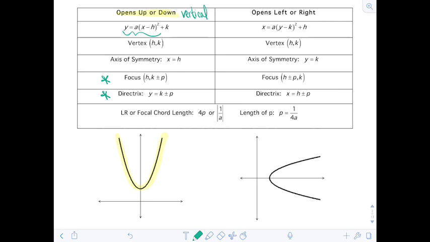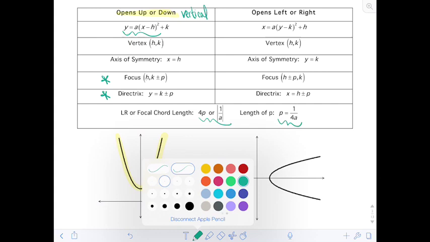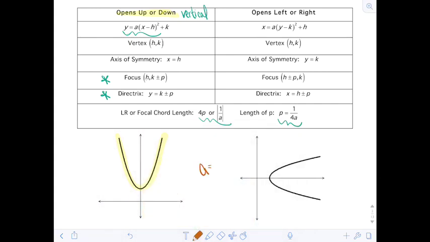Again, it's not that there are two lines. You have to choose whether it's plus or minus. The last thing we have is the LR, or the focal chord length. The only equation that I use, and there are some different ones here that you can see, 4p is equal to the absolute value of 1 over a, or p equals 1 over 4a. The only equation I use is this right here: a is equal to 1 over 4p.